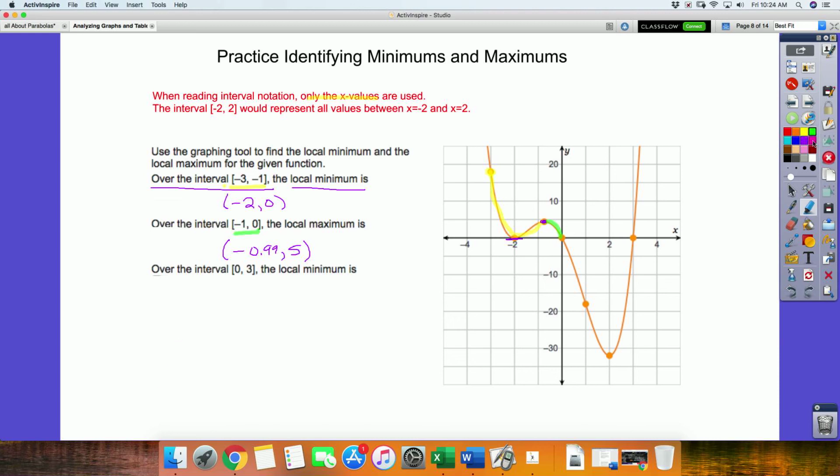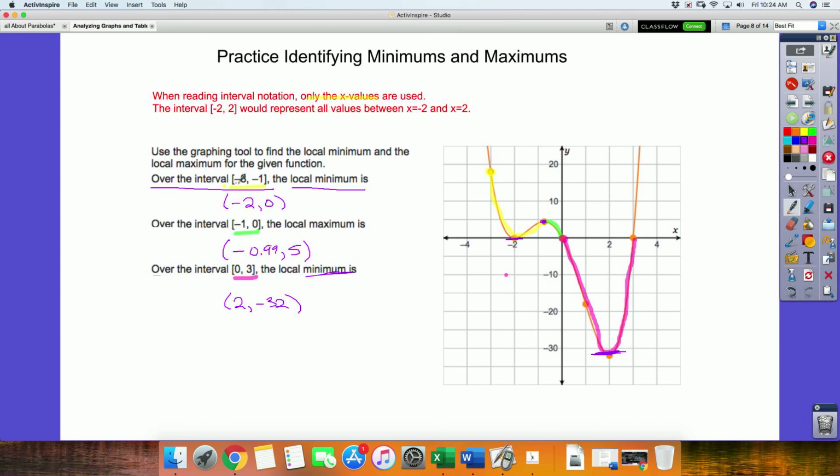And now one more time, they're telling us we're going to look at the interval from 0 to 3. So I start when x is 0, and I'm going to highlight all the way until when x is 3. And if I look, they want the minimum. So the minimum is the lowest point in that highlighted chunk, which is right about there. So it looks like that coordinate is when x is 2. Y is down here somewhere around maybe -32.